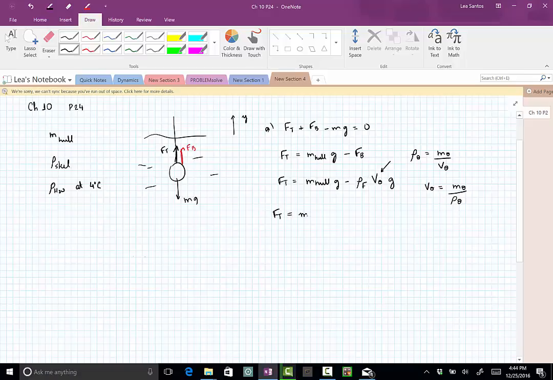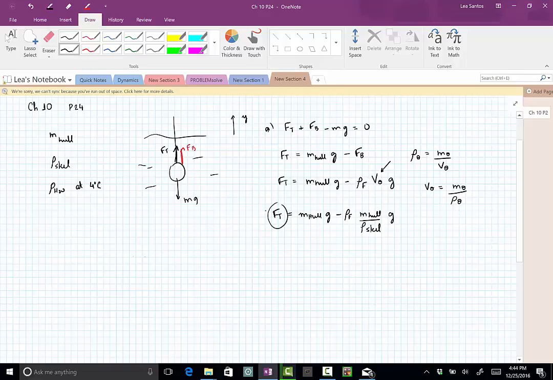So Ft is the mass of the hull, which is given to us, times g, which we know, minus the density of water, which we know, times the volume, which is now the mass of the hull divided by the density of the hull, the density of steel, multiplied by g. And from that, we get Ft.